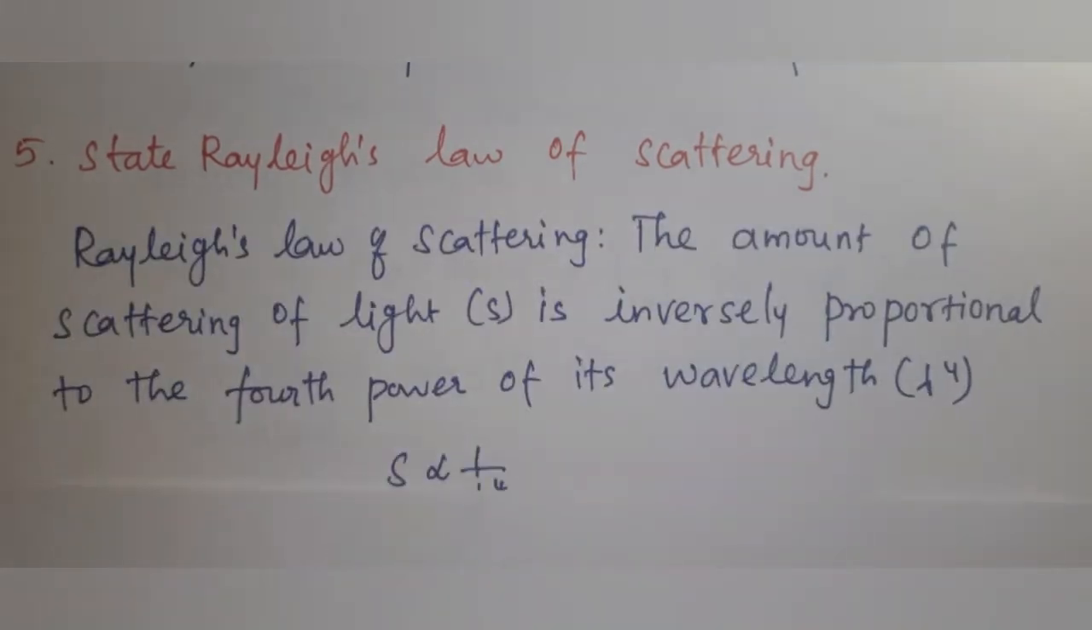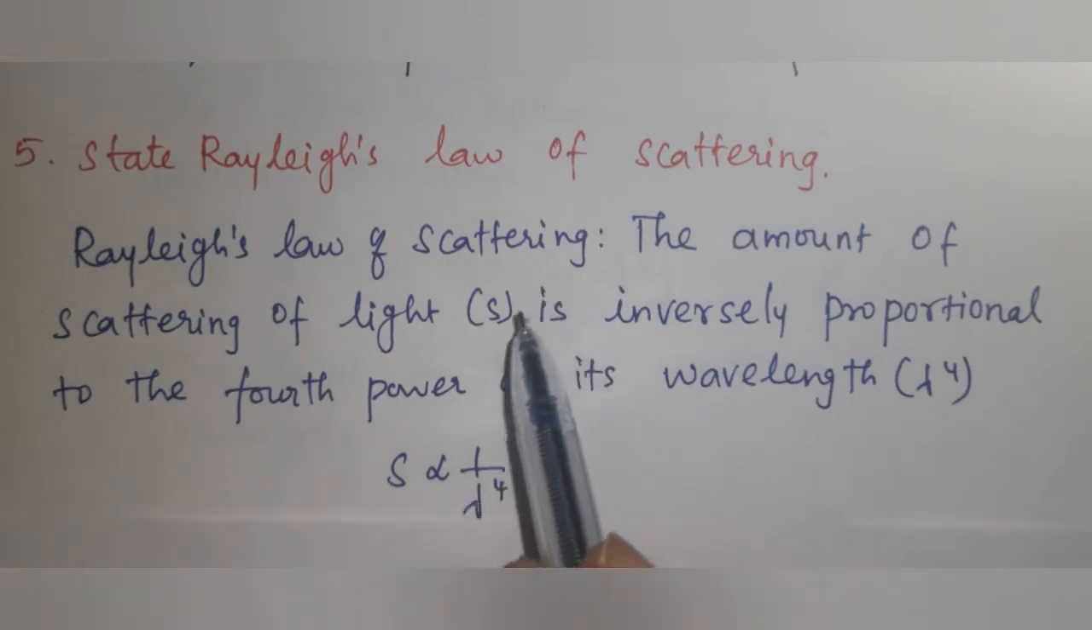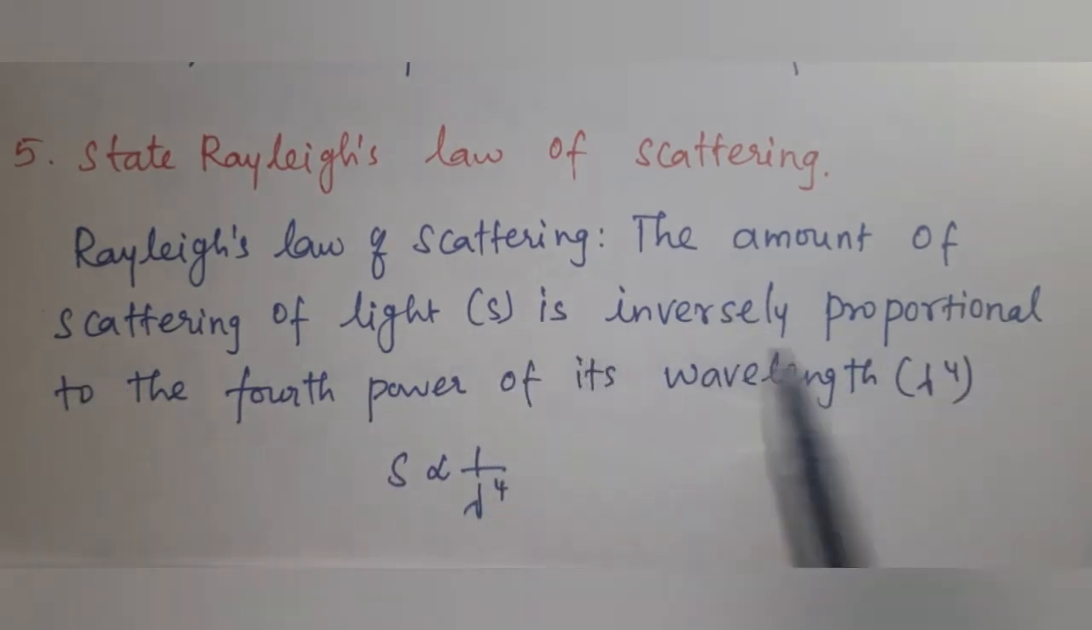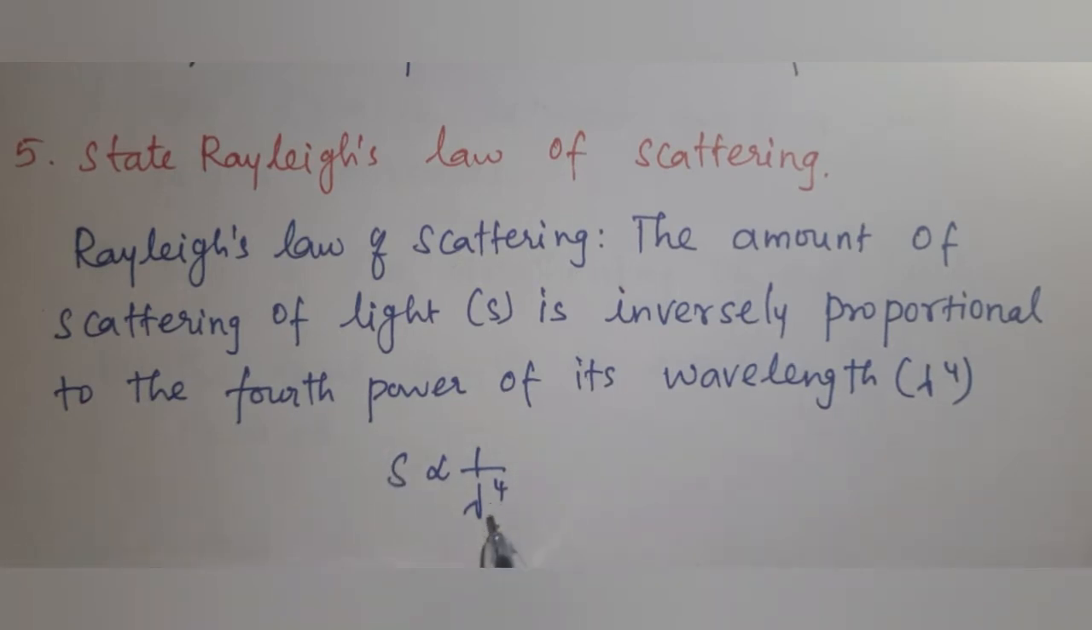So you can see here, Rayleigh's law of scattering states that the amount of scattering of light S is inversely proportional to the fourth power of its wavelength. S is inversely proportional to lambda power 4.